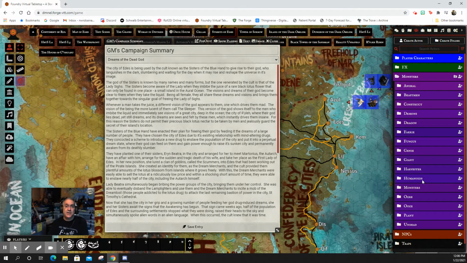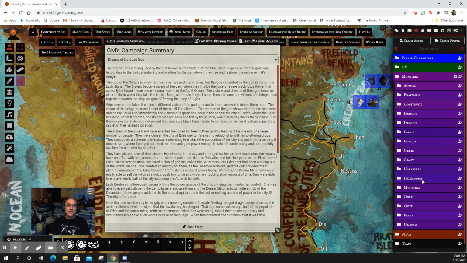Problem number two is they had to deal with the Church of the New God that had a powerful influence in the city, out of St. Timothy's Cathedral. So those are two problems that they had to deal with. So they needed somebody inside the government of the city of Eads in order to make those things happen.